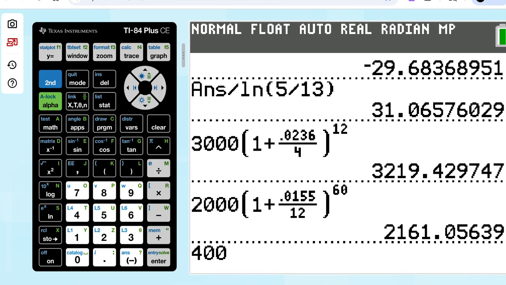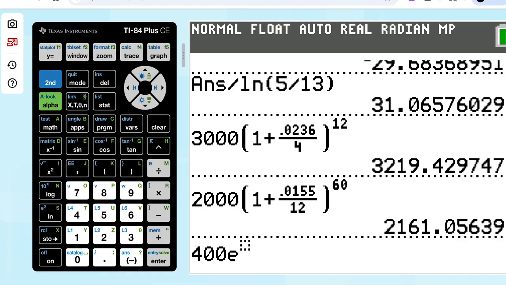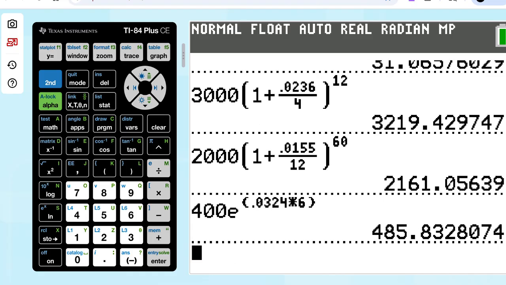And so that's all we need to put into our calculator this time. We've got 400 times e to the power of 0.0324 times 6. And we end up with $485.83.